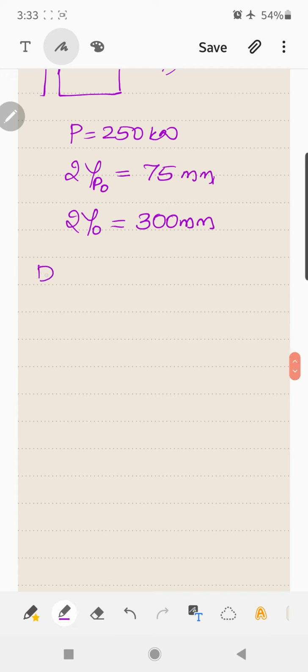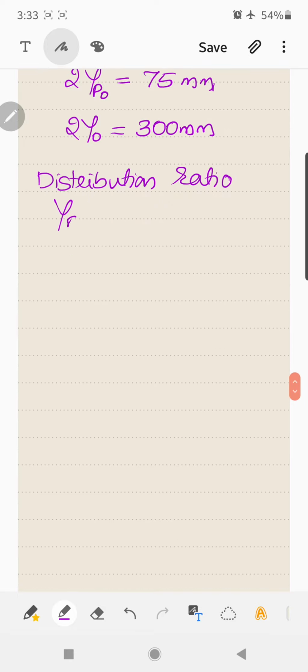Therefore the distribution ratio yp naught by y naught is equal to 75 mm divided by 2, over 300 mm divided by 2. So this is 0.25. The distribution ratio is 0.25.